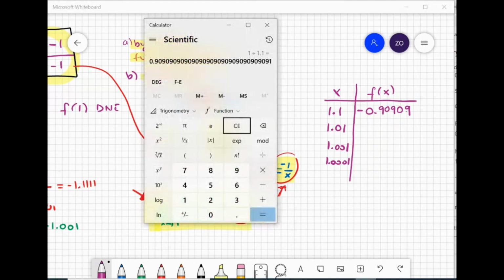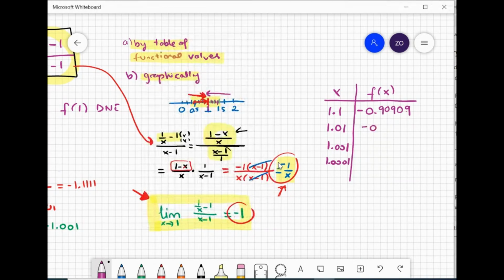So if you divide 1 by 1.01, when we plug in 1.01, we find 0.99. Well, in fact, when we simplified the function, we found this expression, negative 1 over x. So when we were plugging it into the calculator, just for ease in calculation, I was just evaluating 1 over x in the calculator, but the function itself has a negative. Okay, okay.